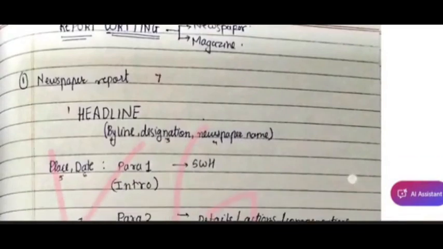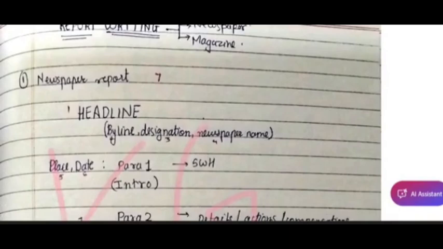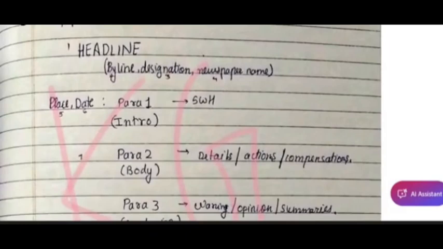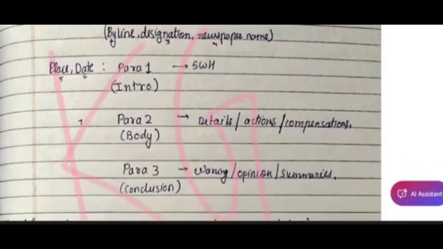Report writing. We have these two cases in reports, remember: newspaper report writing and magazine report writing. Let's see the format of a newspaper report. It starts with a headline, then a byline. Include designation and newspaper name in the byline. It should be followed by place, date. Then start with paragraph 1, which is an introductory paragraph. Include everything like what, when, how, where in the introductory paragraph. Remember, 5WH. You need to ask yourself questions and write the answers in your paragraph 1.